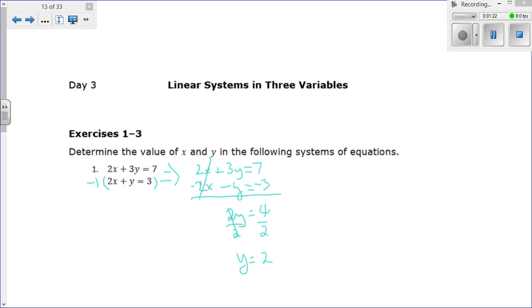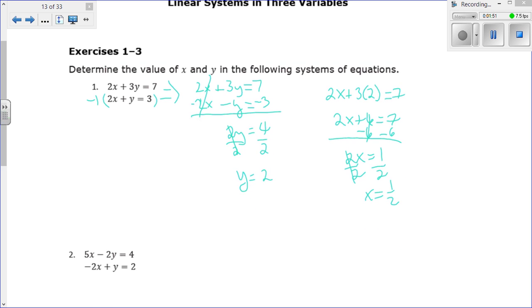Once I find y, I have to go back and find x, and it doesn't matter which equation I use. 2x plus 3 times y, which is 2, equals 7. So 2x plus 6 equals 7. Subtract the 6 from both sides. So 2x equals 1. Divide by 2. X equals 1/2. Now we can write these as an ordered pair, because if we were doing these graphically, the solution would be where the 2 graphs intersect, and it would be at a point.